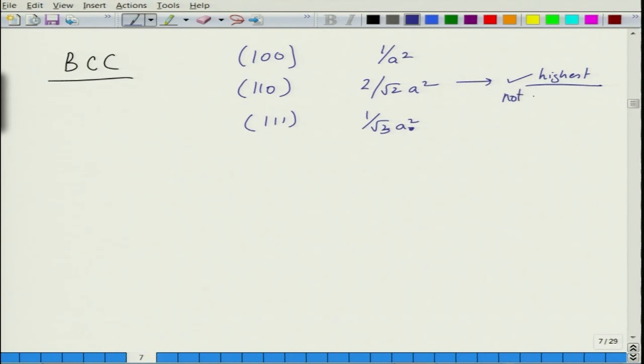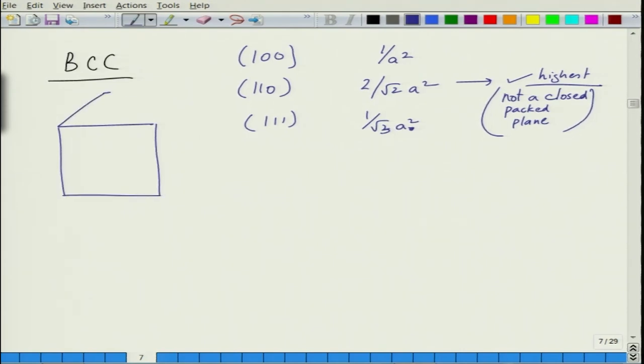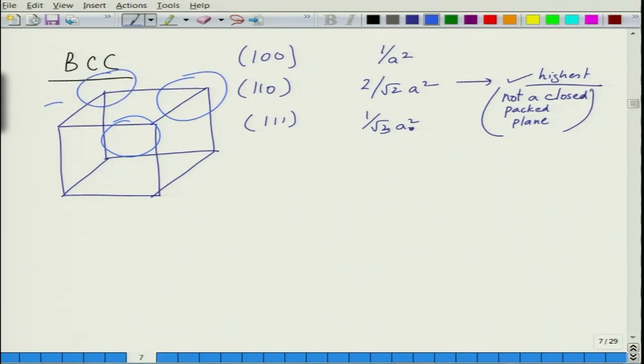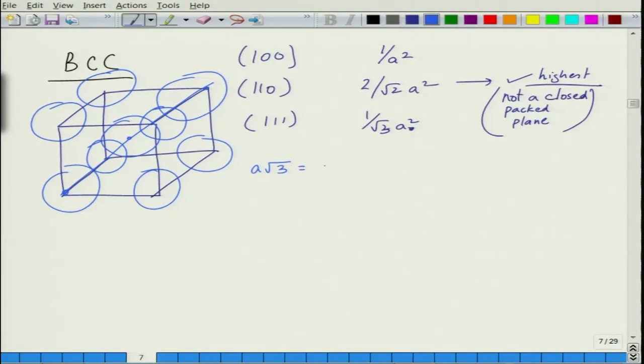Close packed planes means the planes in which atoms touch each other. These are the close packed planes. So this is not a close packed plane, but it does have a close packed direction. If you look at a BCC crystal, you have an atom sitting here, you have another atom sitting here, and this atom and this atom touch each other. So you can say that A root 3 will be equal to 4R.